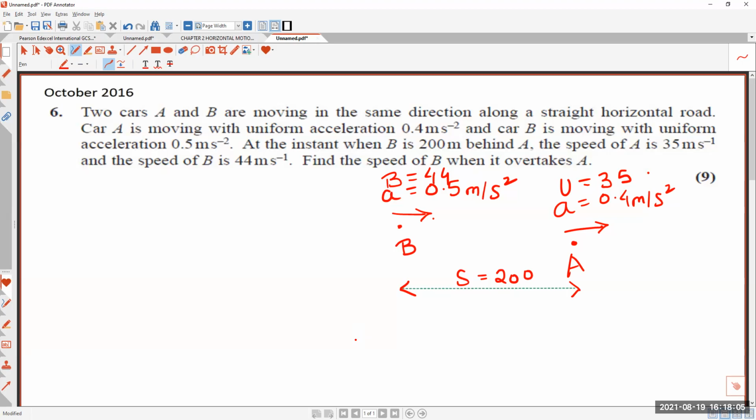Okay, now. So A is also traveling. So B is, let's say they got overtaken over here. So this is the distance. Let this distance be S. And let this distance be 200 only. So what is the overall distance over here? Overall distance ki hai, 200 plus S, na?